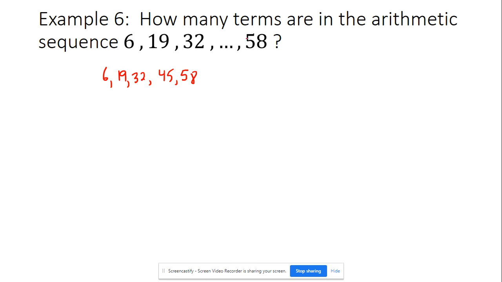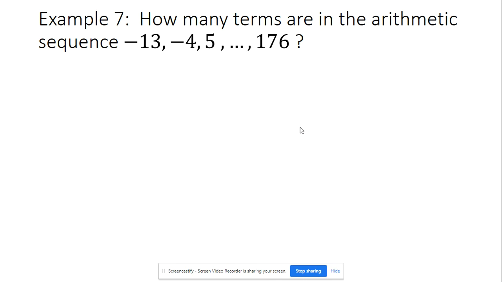So what term number? This is the first term, second, third, fourth, fifth. That means this is T5. So there are 5 terms. Okay, so we're done.